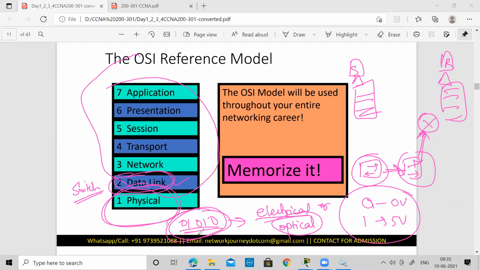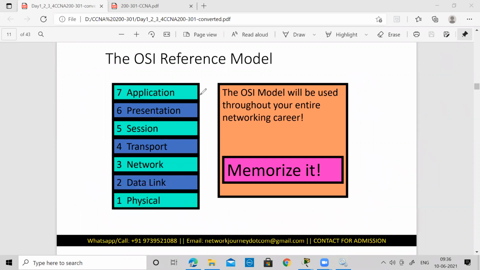So encoding it to electrical or optical, everything is being taken care of by the physical layer. Everything is in the form of bits; electrical specification, mechanical specification, all these specifications are handled by your physical layer. I hope you have understood the roles and responsibilities carried out by all these 7 layers, or 5 layers in the TCP/IP protocol suite.